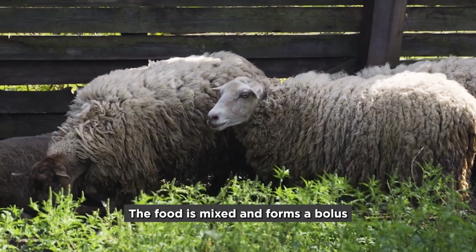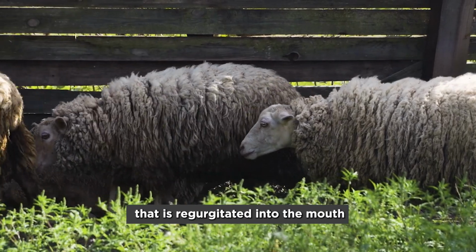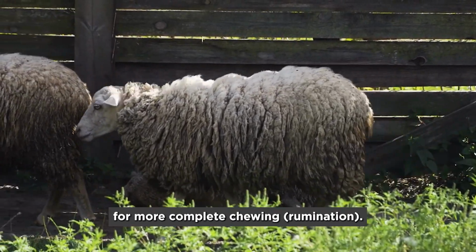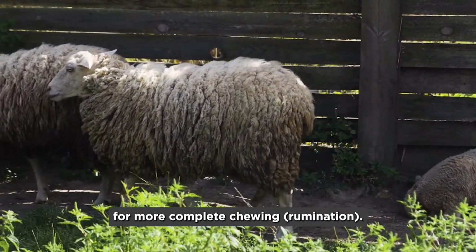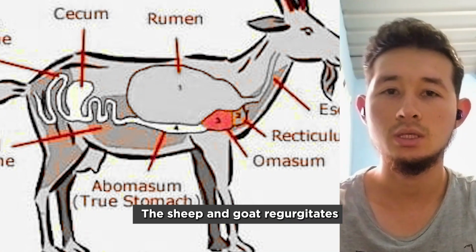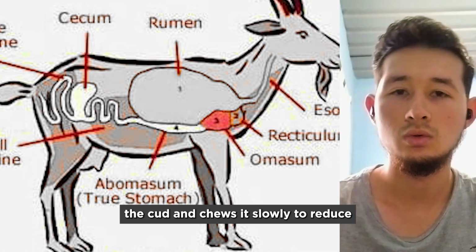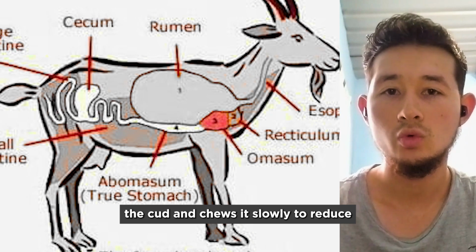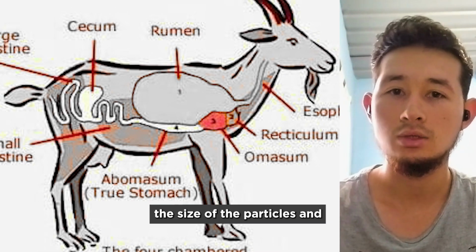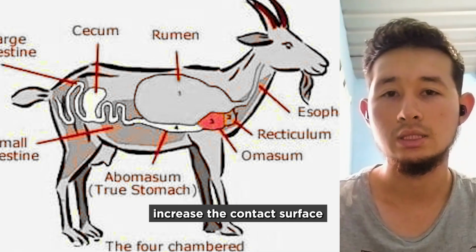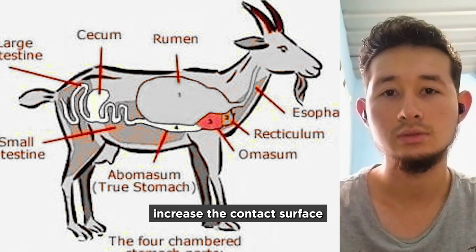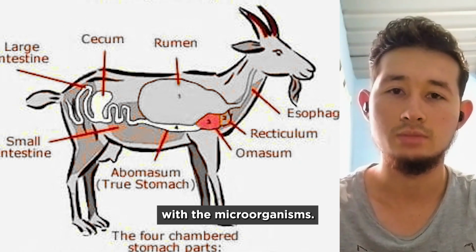The food is mixed and forms balls that are regurgitated into the mouth for complete chewing, called rumination. The sheep and goat regurgitates the food and chews it slowly to reduce the size of the particles and increase the contact surface with the microorganisms.